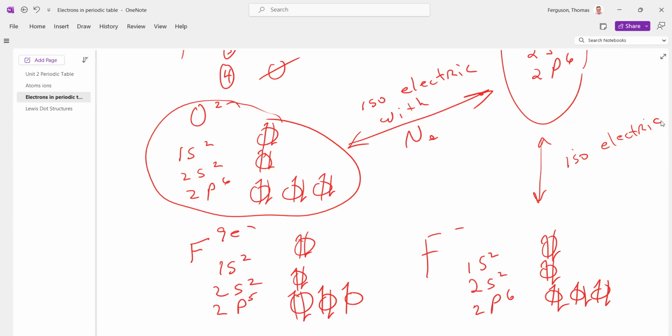And you need to look at the charge of the ion. That'll determine how many electrons you're going to put in there. And you start with the 1s's, then the 2s's, then the 2p's.